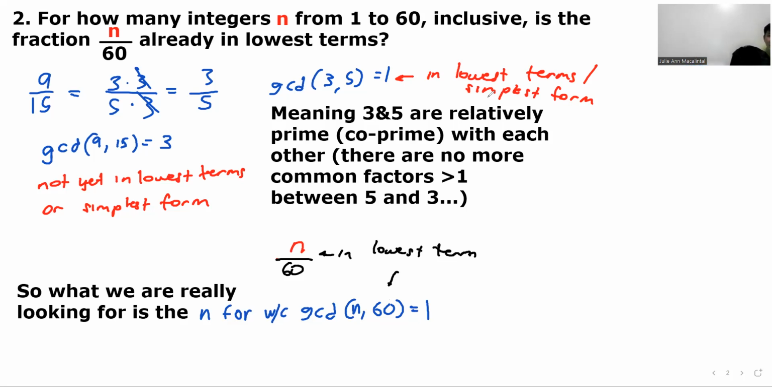What we're looking for is the totient function of 60. Oh, can you fix that one? It looks like 6. The phi of 60, or the totient function of 60.